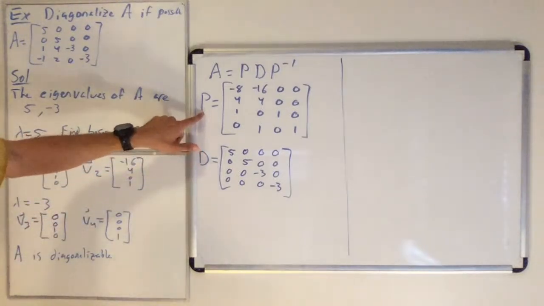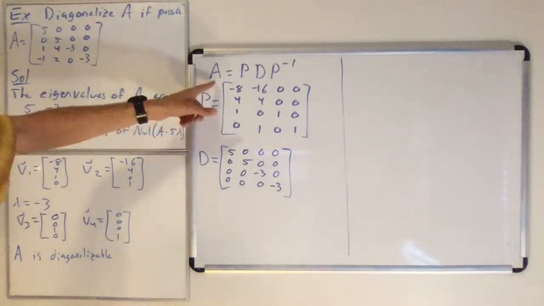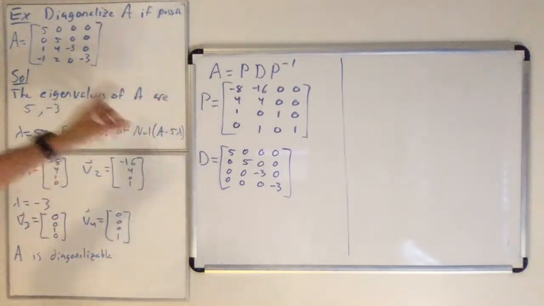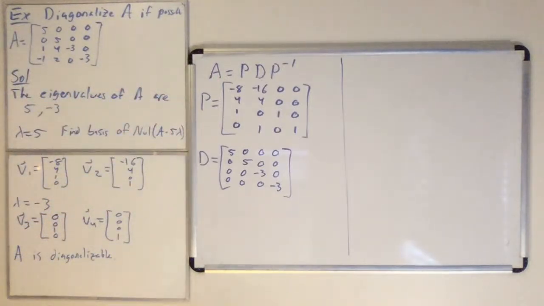But if you went through and found the inverse of this matrix, and then did the matrix multiplication, P D times P inverse, you should end up with the matrix A. So I'll give a couple seconds for you to write this down. Yeah, I skipped a lot of steps here, but you should go through and figure out why V1 and V2 are a basis of the eigenspace, and why V3 and V4 are a basis for this eigenspace.